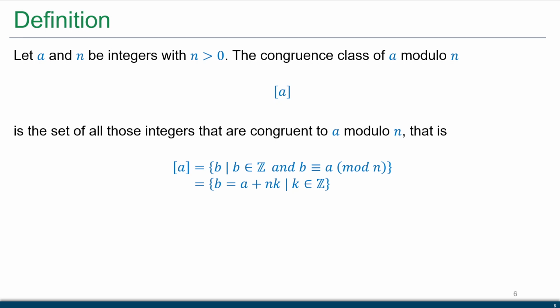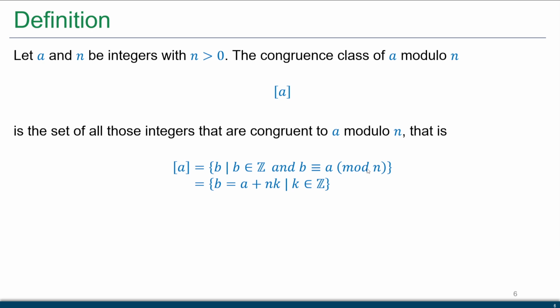So in our last video, we defined what a congruence class was, and how we define what objects are inside of a congruence class. So for example, the congruence class of a mod n, we can think of this in two different ways. The first way is that it contains all the elements b such that b is an integer, and b is congruent to a mod n.